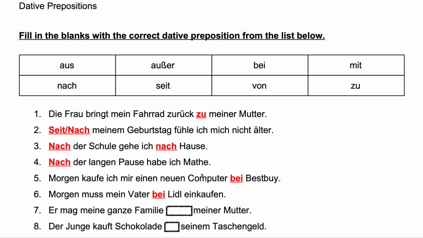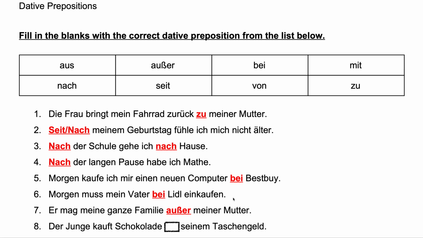Er mag meine ganze Familie, blank meine Mutter. So he likes my entire family, blank my mother. So out of my mother, except my mother, that would probably make sense. At my mother, with my mother, after my mother, since my mother, none of those really seem to fit. So here we're going to be using außer, so except my mother. He likes everybody in my family except my mother.